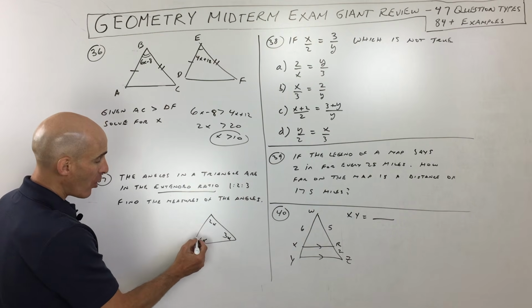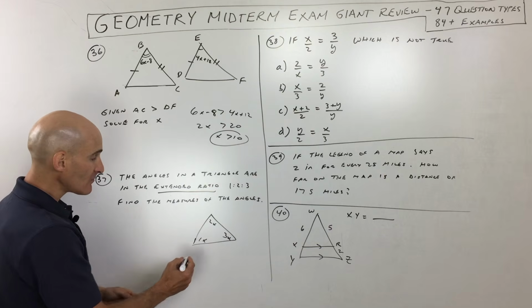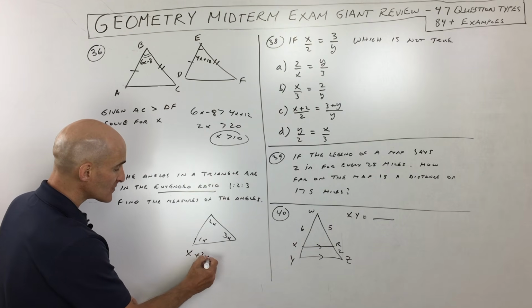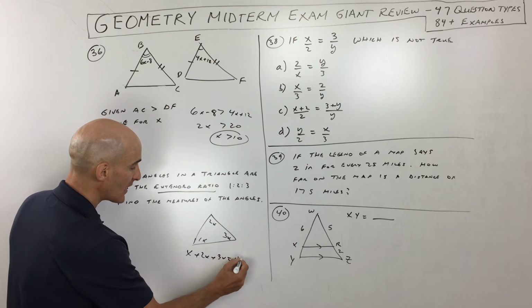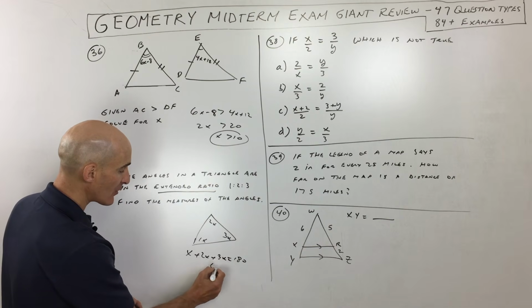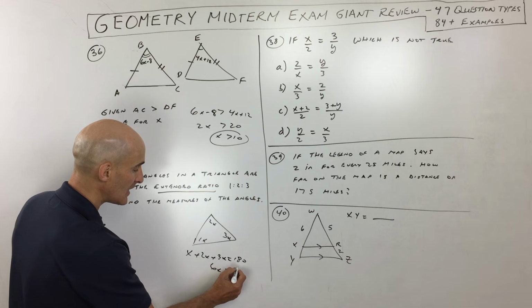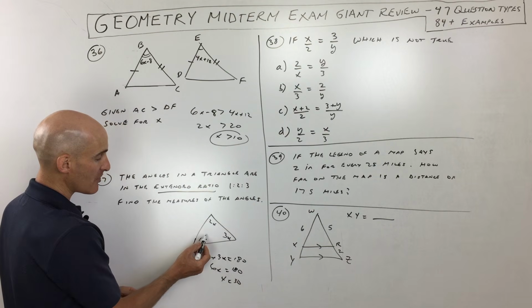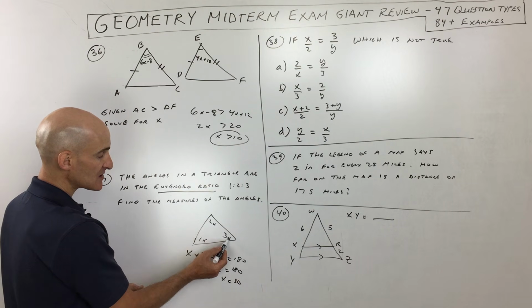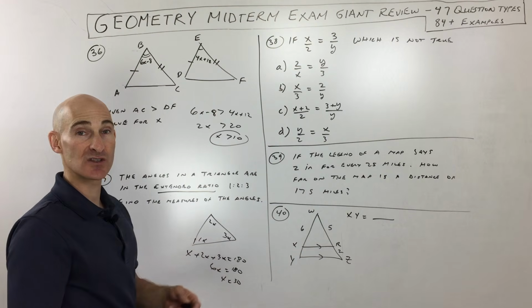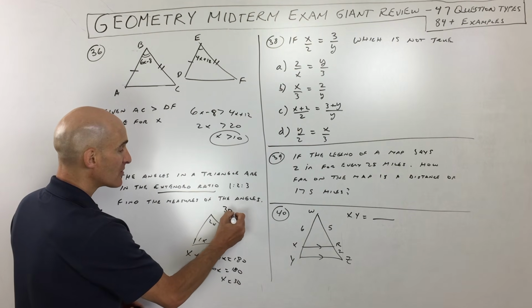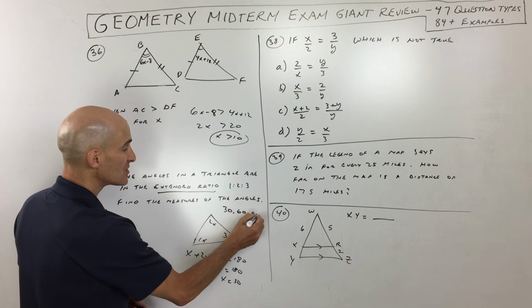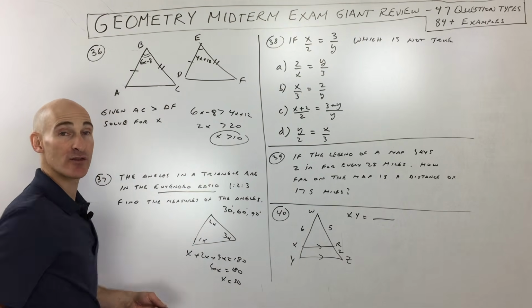But in a triangle, all the angles add up to how much? 180, right? So 1x plus 2x plus 3x equals 180. Now we have an equation we can solve for x. So 6x equals 180. Divide by 6, you can see x equals 30. And by putting 30 back in here, I get 2 times 30 is 60, 3 times 30 is 90, 1 times 30 is 30. So these angles are 30 degrees, 60 degrees, and 90 degrees, which is a 1 to 2 to 3 ratio.